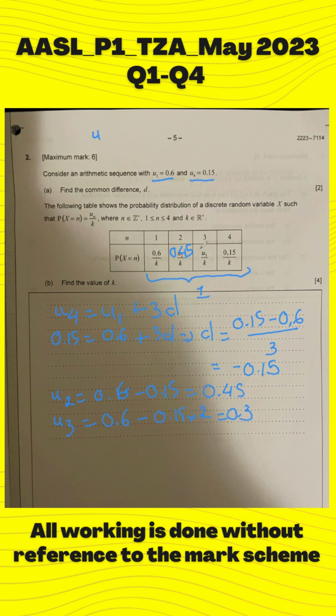So this is 0.3. So now we have 0.6 plus 0.45 plus 0.3 plus 0.15, divided by k, will be 1. So this is 0.9, this and this is 0.6. So 1.5. So k is 1.5 because 1.5 divided by k is 1.